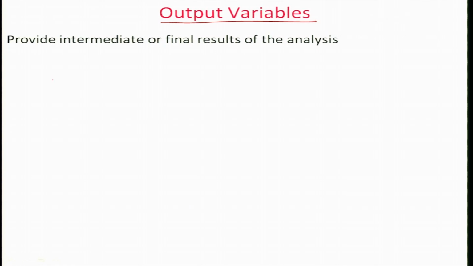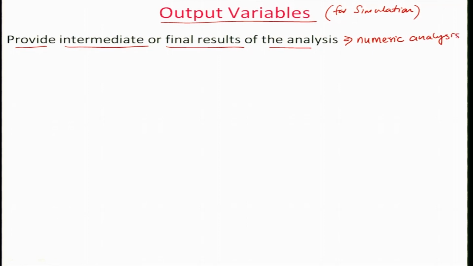Okay. In the case of simulation, the most important thing about output variables is that they provide intermediate or final results of the analysis. What analysis? The numeric analysis of the system. What we are focusing on here is the numerical analysis of the system. So, it gives you the intermediate, in-between, or final results of the numeric analysis of the system.